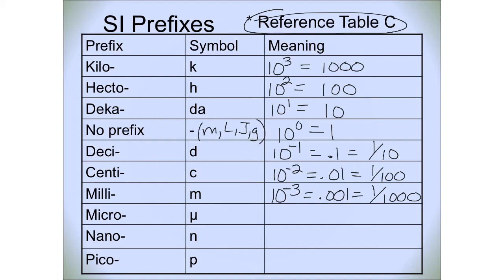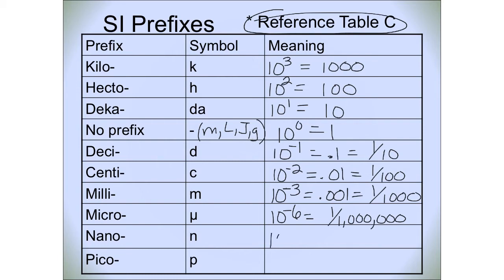Then we have some additional ones. Micro is 10 to the negative 6. So that would be decimal, 5 zeros, and then a 1. So this would be 1 millionth. So a micrometer would be 1 millionth of a meter. So that's where we wouldn't really be able to see that with the naked eye. You would need a microscope.